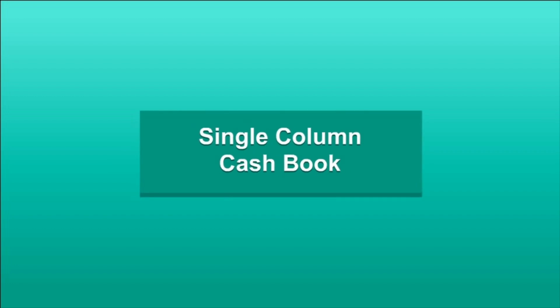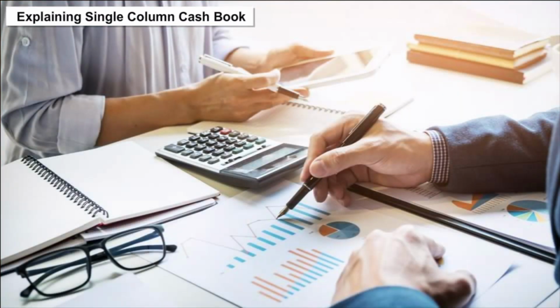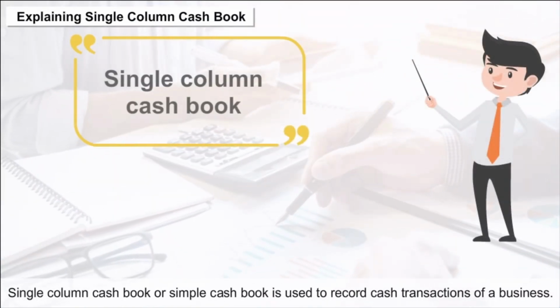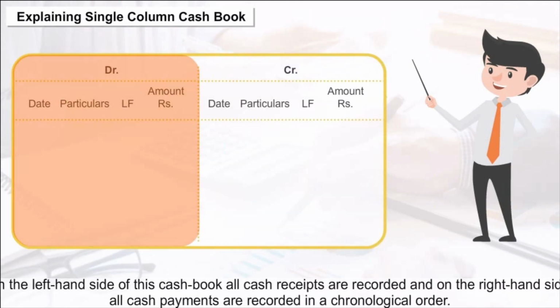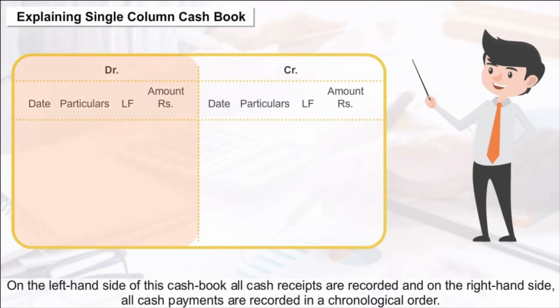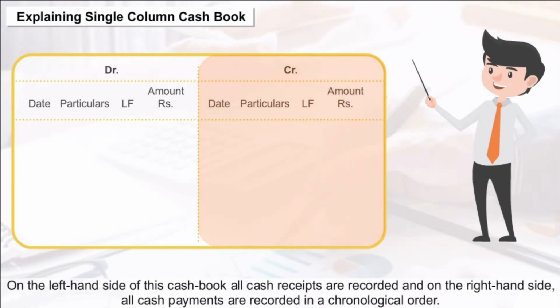Single column cash book. Explaining single column cash book. A single column cash book or simple cash book is used to record cash transactions of a business. On the left-hand side of this cash book, all cash receipts are recorded, and on the right-hand side, all cash payments are recorded in chronological order.